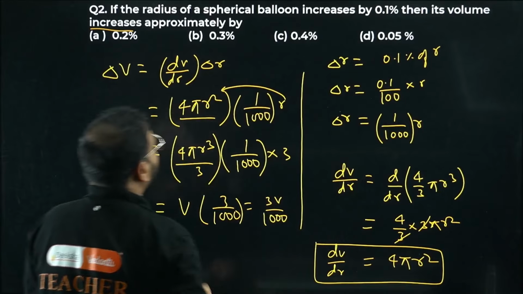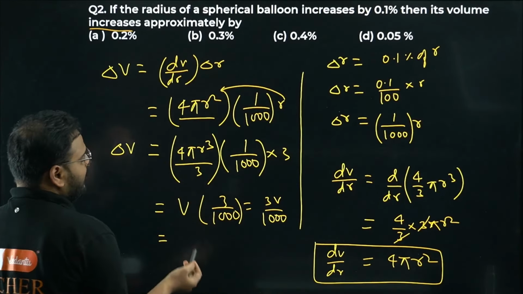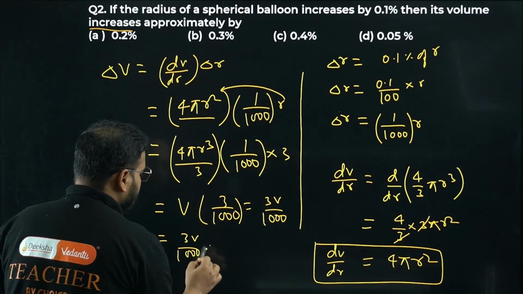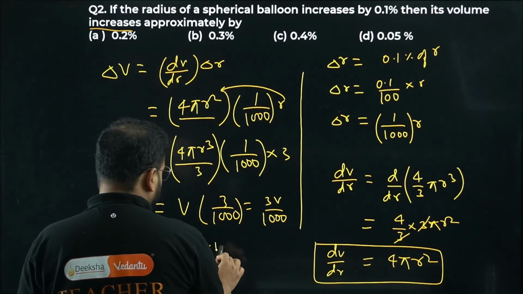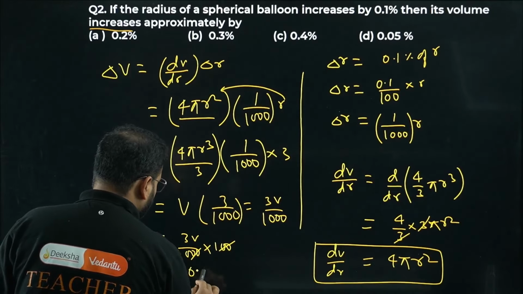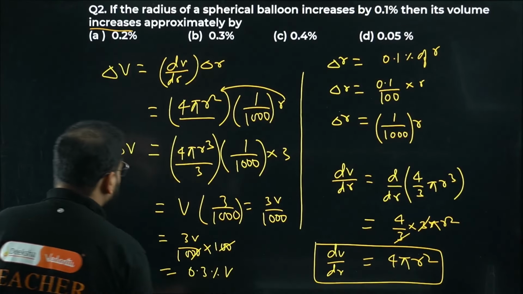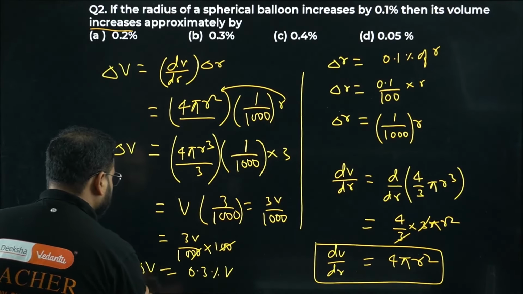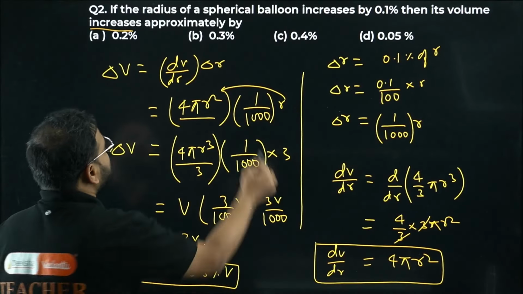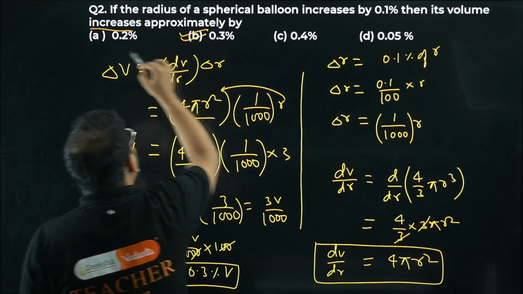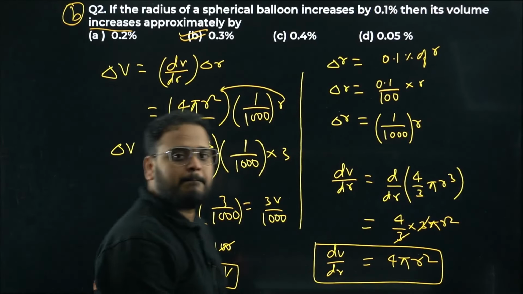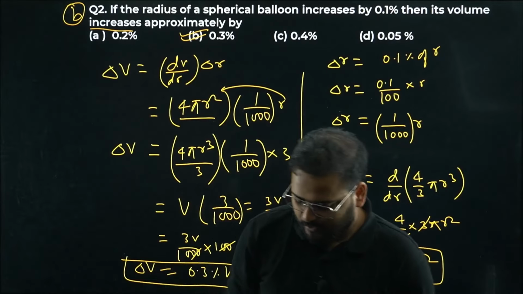This is the value. What are they looking for? Percentage, no? So multiply by 100: 3 by 1000 into 100. What we get is 0.3% of V. So the change in the volume is 0.3% of the original volume V. Over here, option B is correct. I hope this is clear. Please check. Right, this is clear, no?